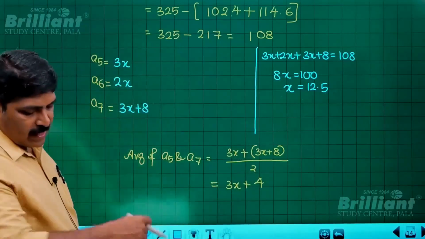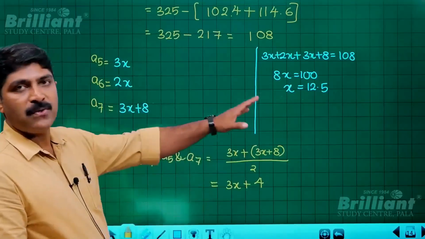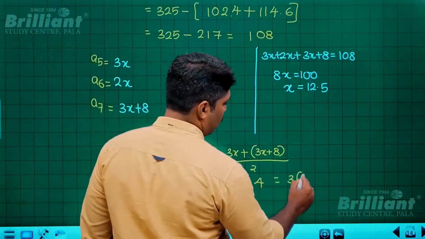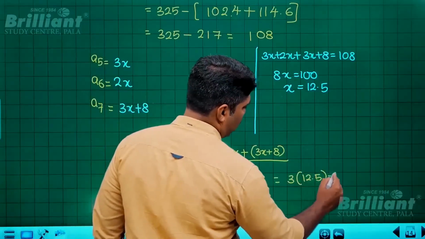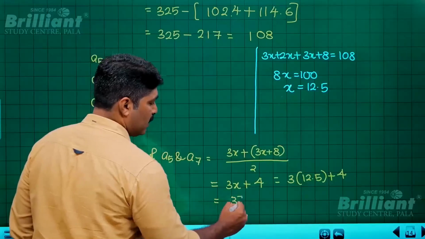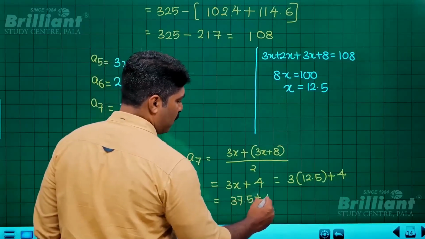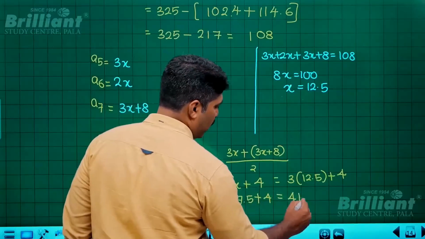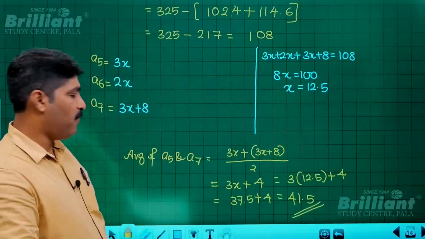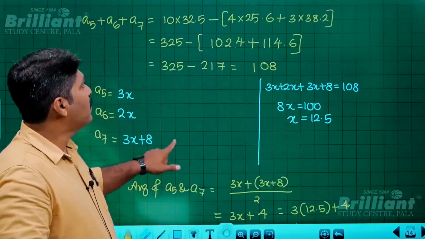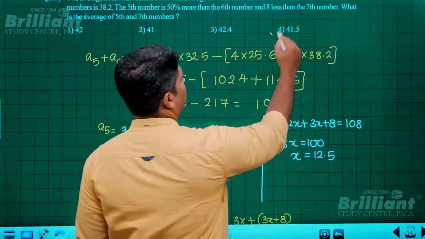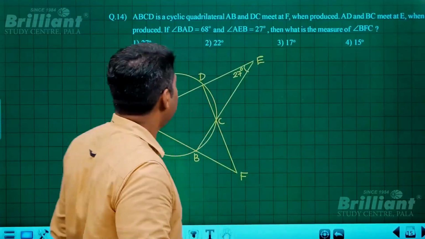So here we will get what is 3x plus 4. Instead of x, you can put the value of x as 12.5. So this is 3 into 12.5 plus 4. This 3 into 12.5 is equal to 37.5 plus 4, which is equal to 41.5. So the answer is 41.5. So look at the options. What is the answer here? So the answer is 41.5 here. Got it. Next question.